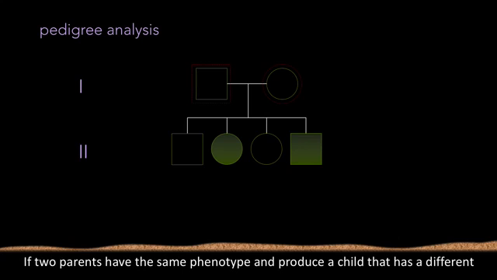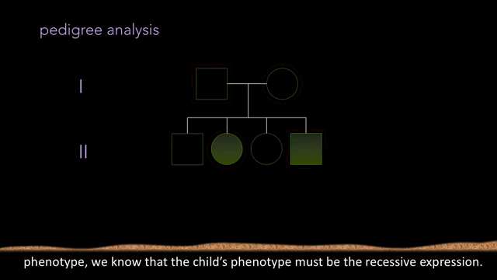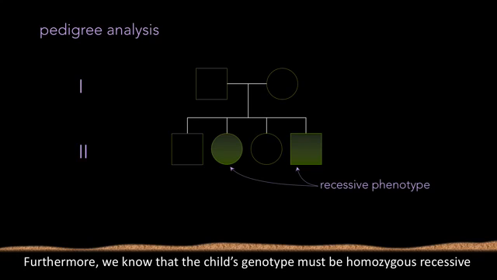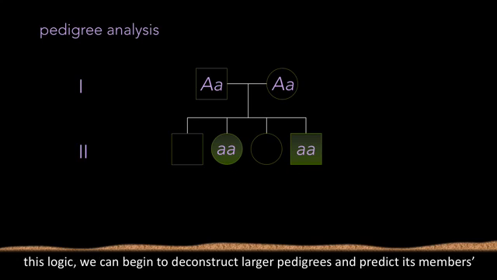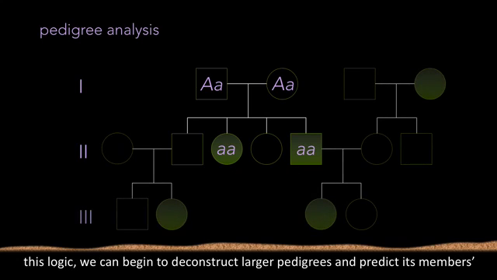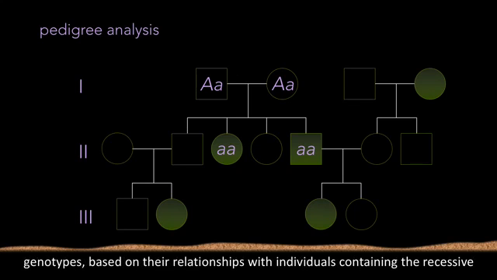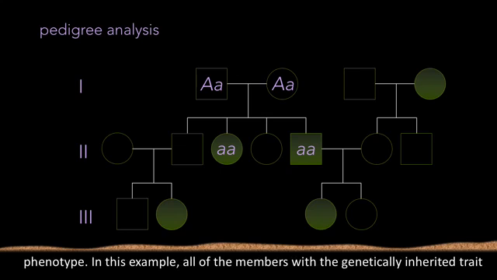If 2 parents have the same phenotype and produce a child that has a different phenotype, we know that the child's phenotype must be the recessive expression. Furthermore, we know that the child's genotype must be homozygous recessive, for example, little a, and the genotypes of both parents must be heterozygous. Using this logic, we can begin to deconstruct larger pedigrees and predict its members' genotypes based on the relationships with individuals containing the recessive phenotype.